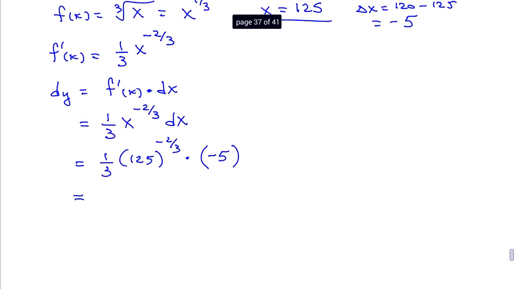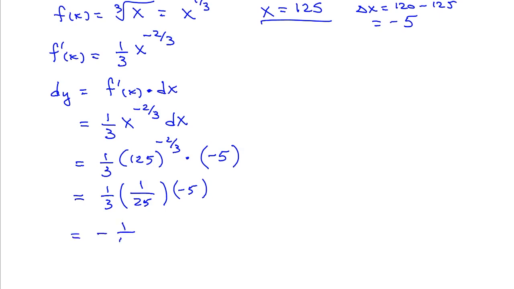And then let's compute these numbers here. The cube root of 125 is 5. 5 squared is 25. And it had a negative exponent, so it's 1 over 25 times -5. And if you work that out, that's -1 over 15. And written as a decimal, that's -0.06666 forever, like that. So that gives us the approximation for the change in y.